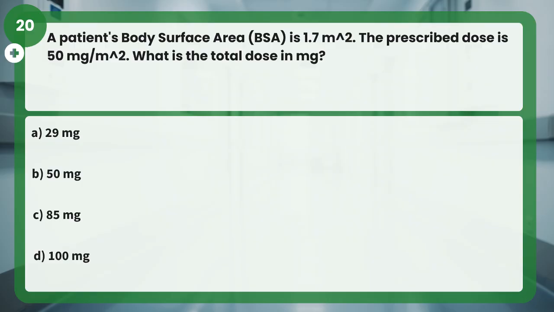Question 20. A patient's body surface area, BSA, is 1.7 m². The prescribed dose is 50 mg/m². What is the total dose in mg? A. 29 mg. B. 50 mg. C. 85 mg. D. 100 mg.